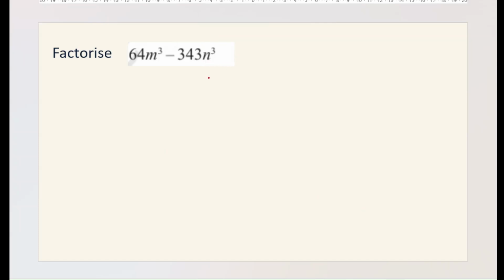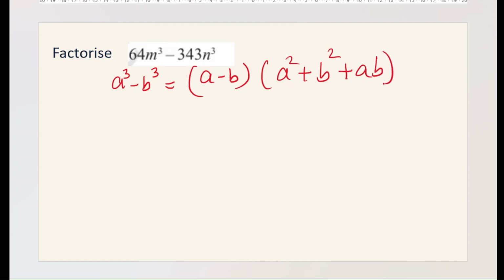64m cube minus 343n cube. This is of the form a cube minus b cube, that is equals to first a minus b. So one negative sign has come out. Now write all the terms: a square plus b square plus ab.